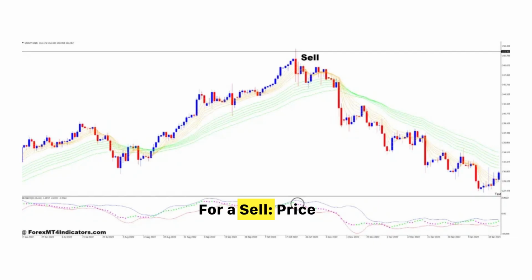For a sell, price breaks below the lower Bollinger Band. MACD histogram turns negative, short-term Guppies cross below the long-term. It's all about combining trend, momentum, and volatility in one shot.